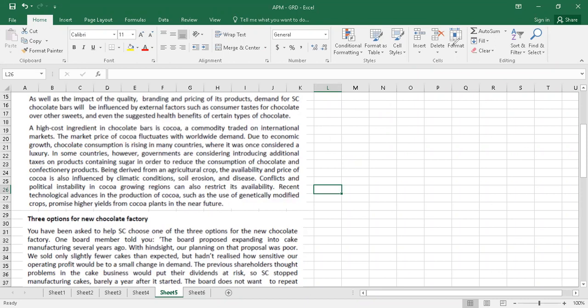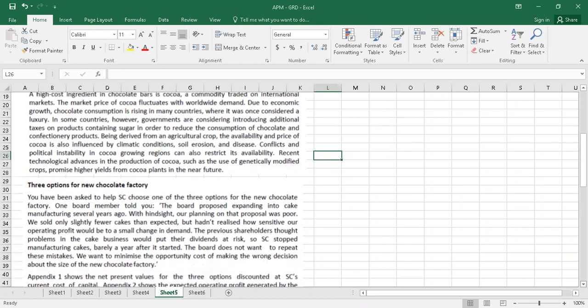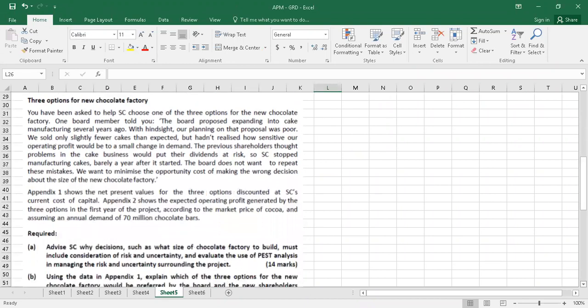There are 3 options for the new chocolate factory. You have been asked to help SC choose one of the 3 options for the new chocolate factory.